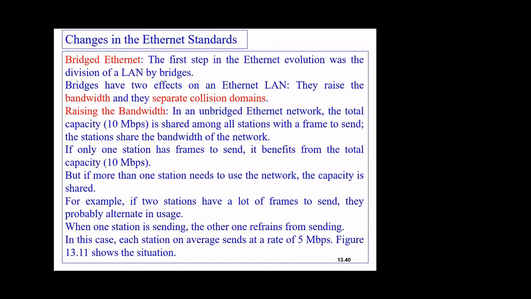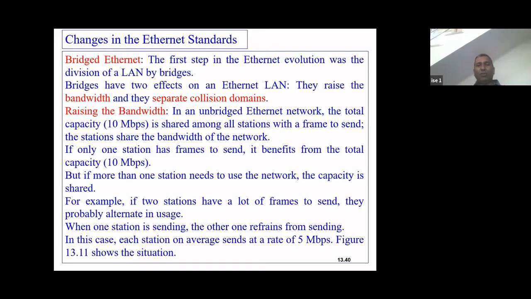the effect of adding a bridge in between two different LANs is that the collision domains were separated, and the bandwidth was increased. So two functionalities were achieved through the introduction of a bridge between two separate LANs, right? We will see in the next slide how the introduction of a bridge helps in increasing the bandwidth of the network, and again separating the collision domain.